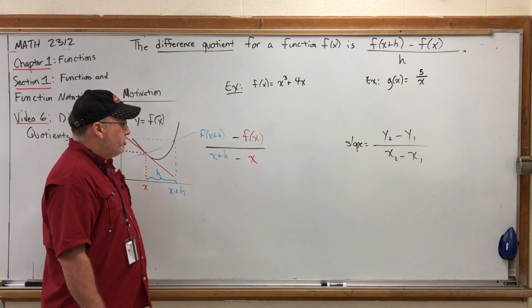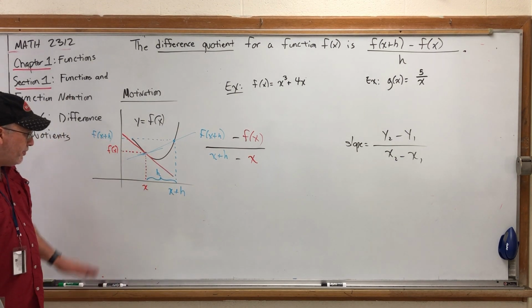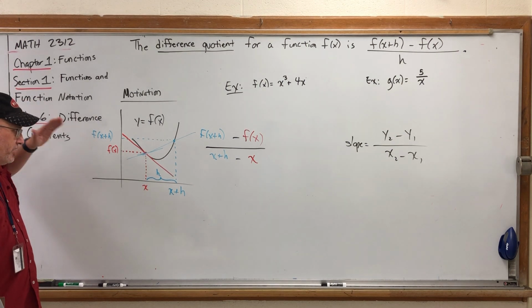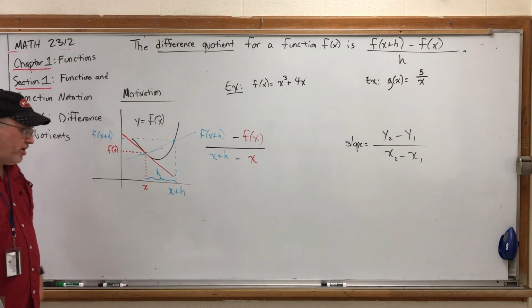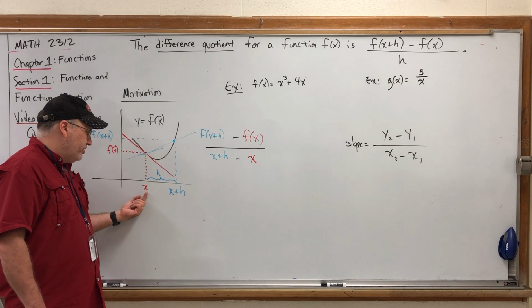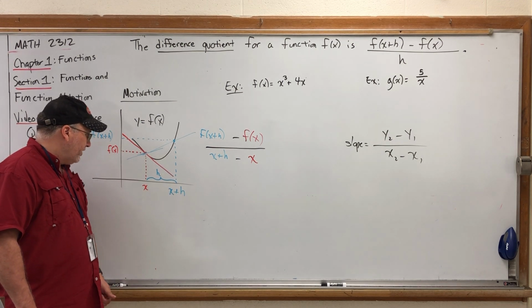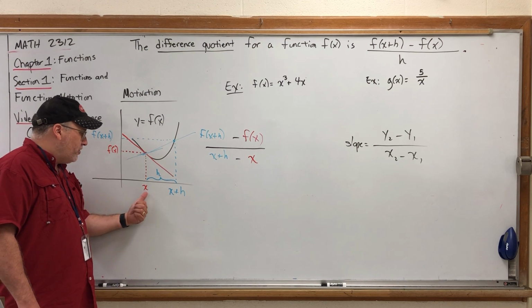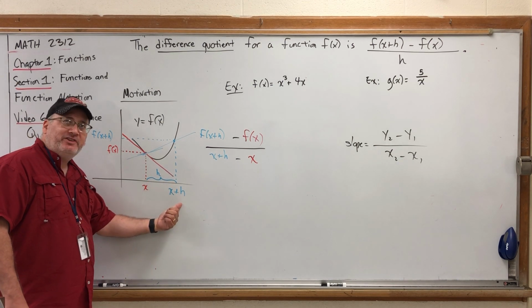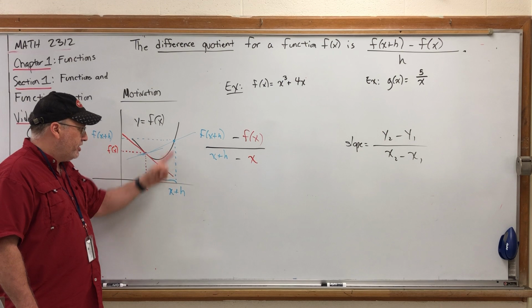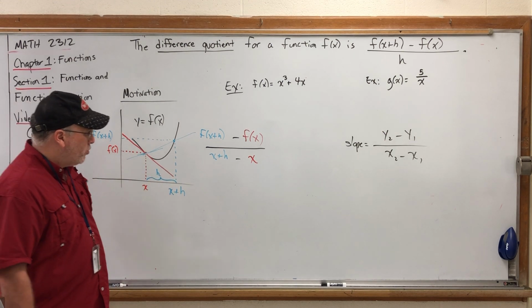So the difference quotient is really just what you get when you set up the slope of a line connecting 2 points on a graph, where the first point's x-coordinate is just called x, but the second point's x-coordinate is alluded to by saying the first x-coordinate plus some distance to give us the second x-coordinate, and of course its second y-coordinate.